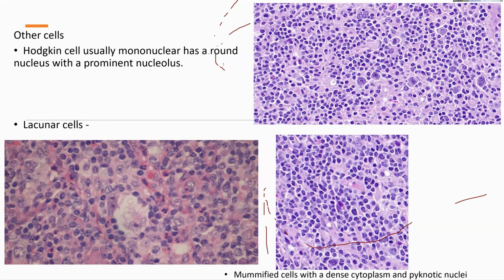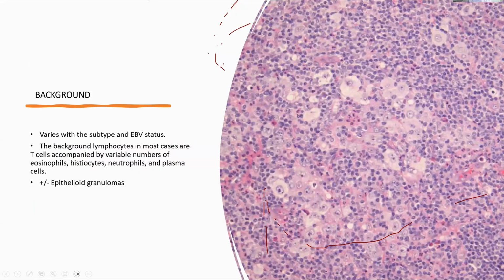And then the other component is the background. In the background, you will have a mixed population. It differs between the different types. Different types have different constituents of inflammatory cells, but the background is non-neoplastic. But it's important for the development of Hodgkin's lymphoma.